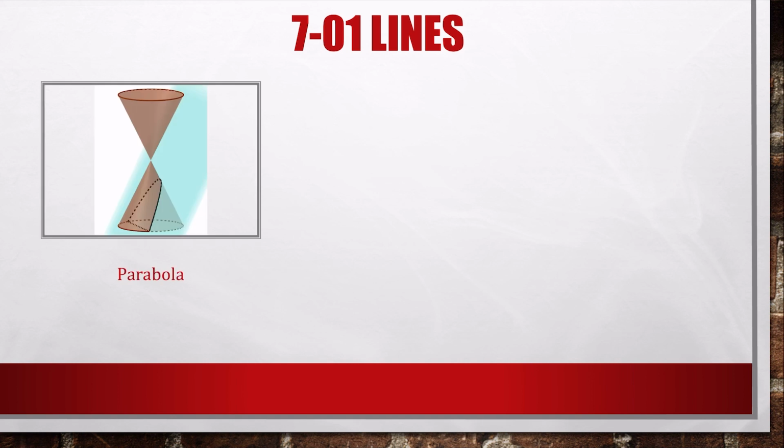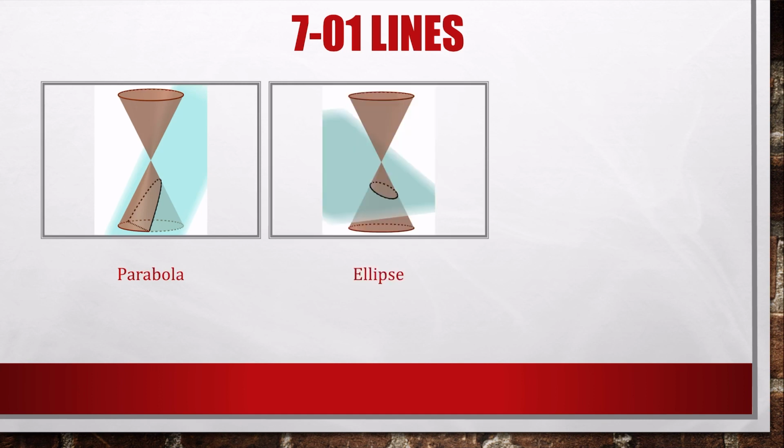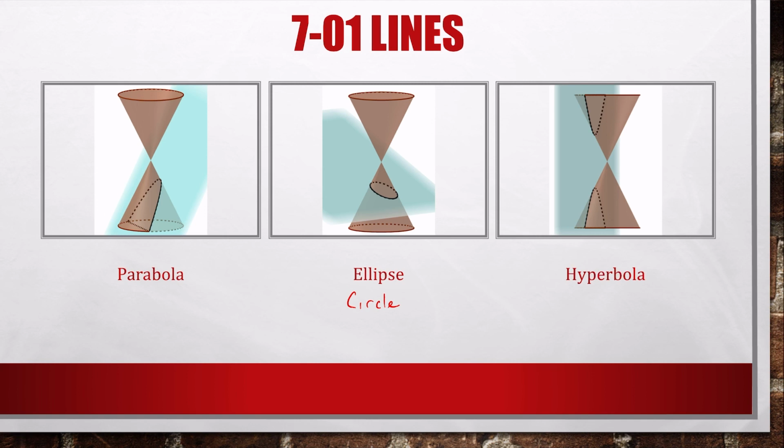So what it looks like is like this. We have a parabola when the plane is parallel to the side of the cone. You get an ellipse when the plane cuts all the way through a cone, and a circle is a special type of ellipse. You get a hyperbola when the plane intersects both cones, like when it's parallel to the axis of the cones. You get two parts there, one in each cone.